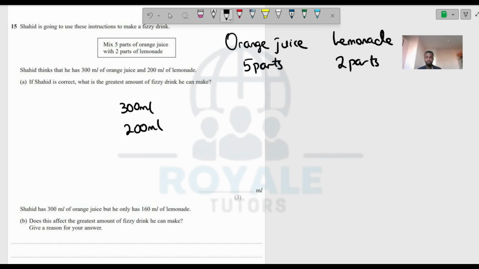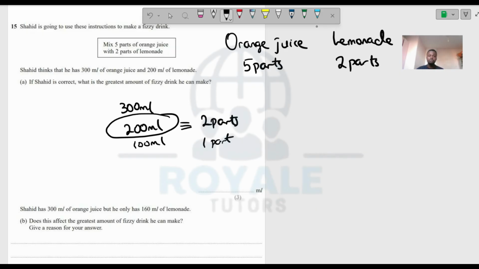So we want to get the greatest amount. I'm going to try one of the methods that I have, which is to see, okay, what if I use the entire lemonade? That is, if I use all of the lemonade, whatever amount I use of lemonade should represent 2 parts, and then I have 5 of such parts in orange juice. So if I decide to use the entire 200 milliliters of lemonade, that means this is 2 parts. If 200 milliliters is 2 parts, then 1 part is 200 divided by 2. That's 100 milliliters. Then I will be needing 5 parts of orange juice.